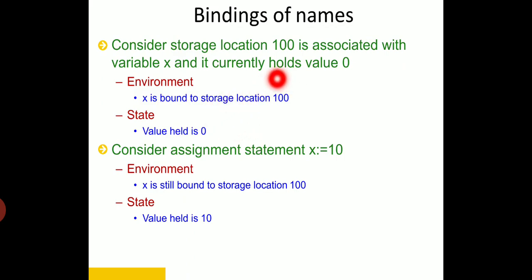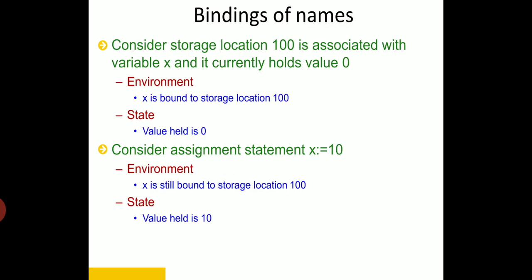If there is a variable X, it is stored in location 100. Initially it is holding a value 0. Environment: X is bound to storage location 100. State: the value held is 0. But when we change the assignment statement to X equal to 10, instead of 0, now it is holding 10. That means no change will happen to the environment, but the state will change because the value held is different.